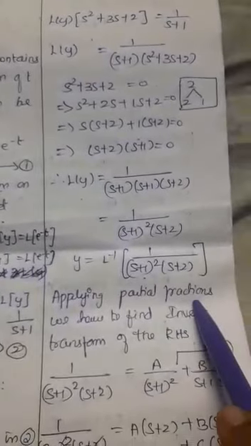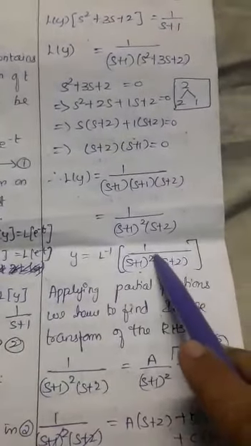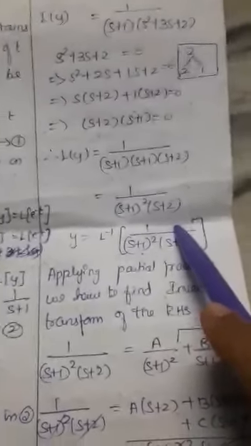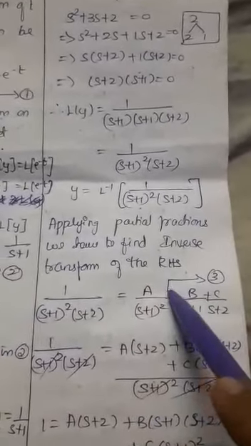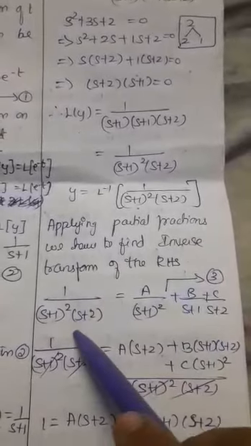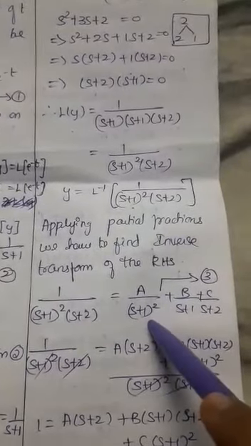Now applying the partial fractions. After applying the partial fraction, the same. This is a type 2 method, type 2 of the partial fraction, which is in exercise 5. So 1 by s plus 1 the whole square into s plus 2, I am taking as a by s plus 1 the whole square plus b by s plus 1 plus c by s plus 2. After this, all the partial fractions methodology.